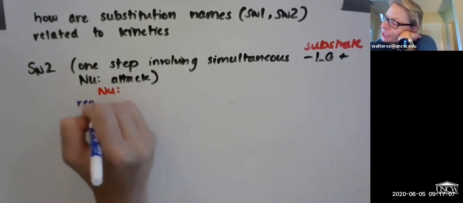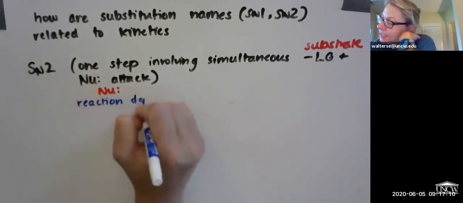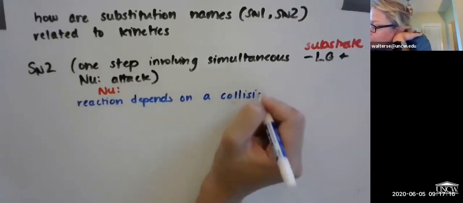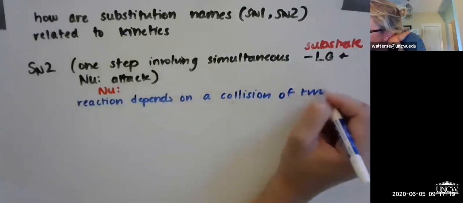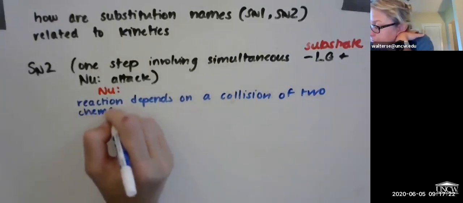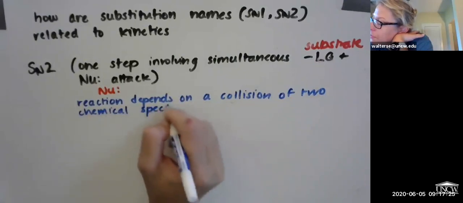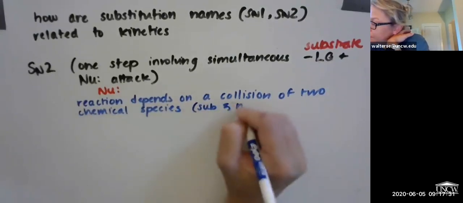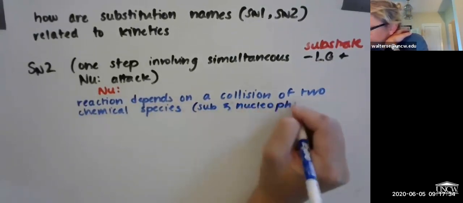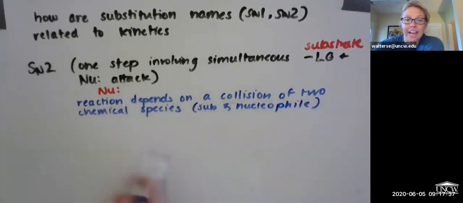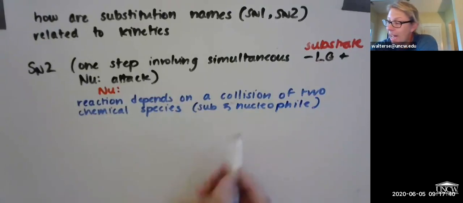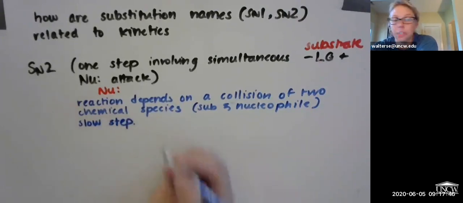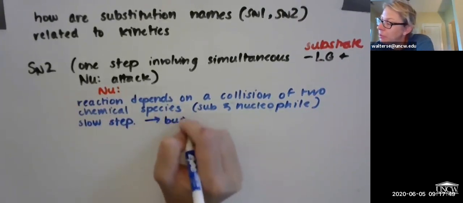So the reaction depends on a collision of two chemical species, the substrate and the nucleophile. That step is the slow step in the reaction. The slow step is used to build the rate law.